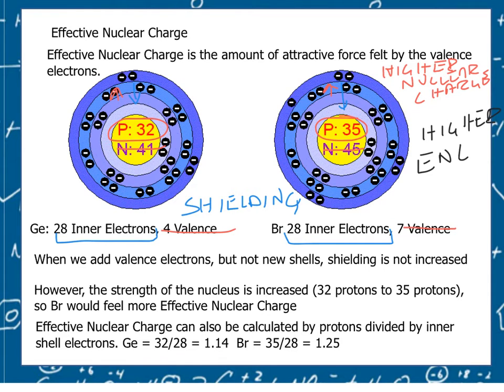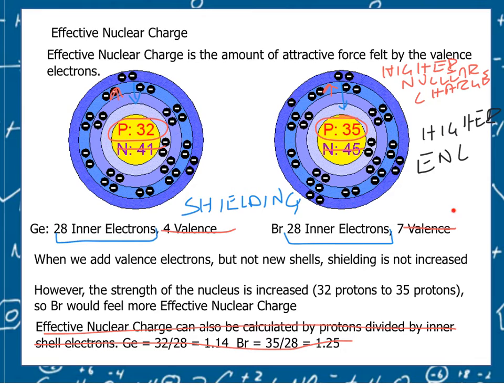The not safe way of thinking about this, if you're mathematical, is to consider the ratio of protons to inner shell electrons, and you can see that that increases as we go to the right. But that's not AP safe language because the inner electrons are not truly creating equivalent amounts of shielding. Your AP safe language is to say that the attractive force increases as you add protons, but you have the same amount of shielding.